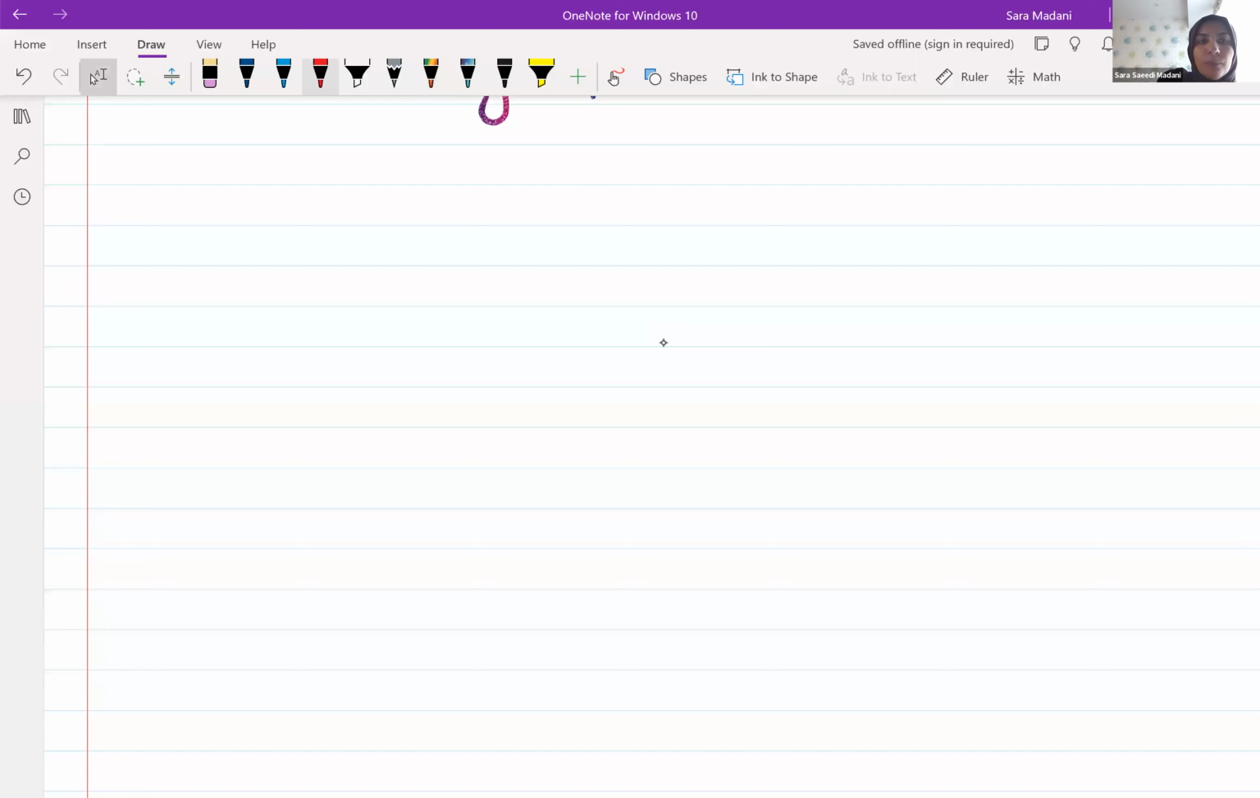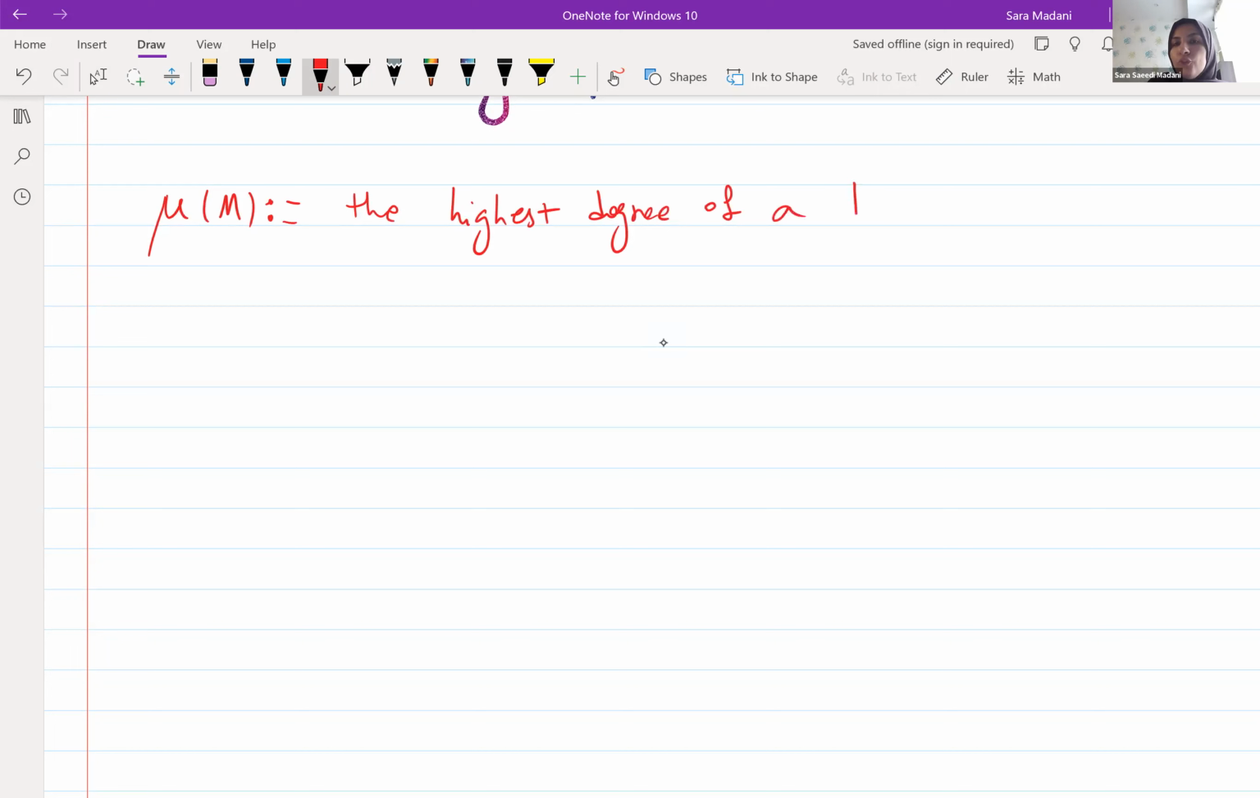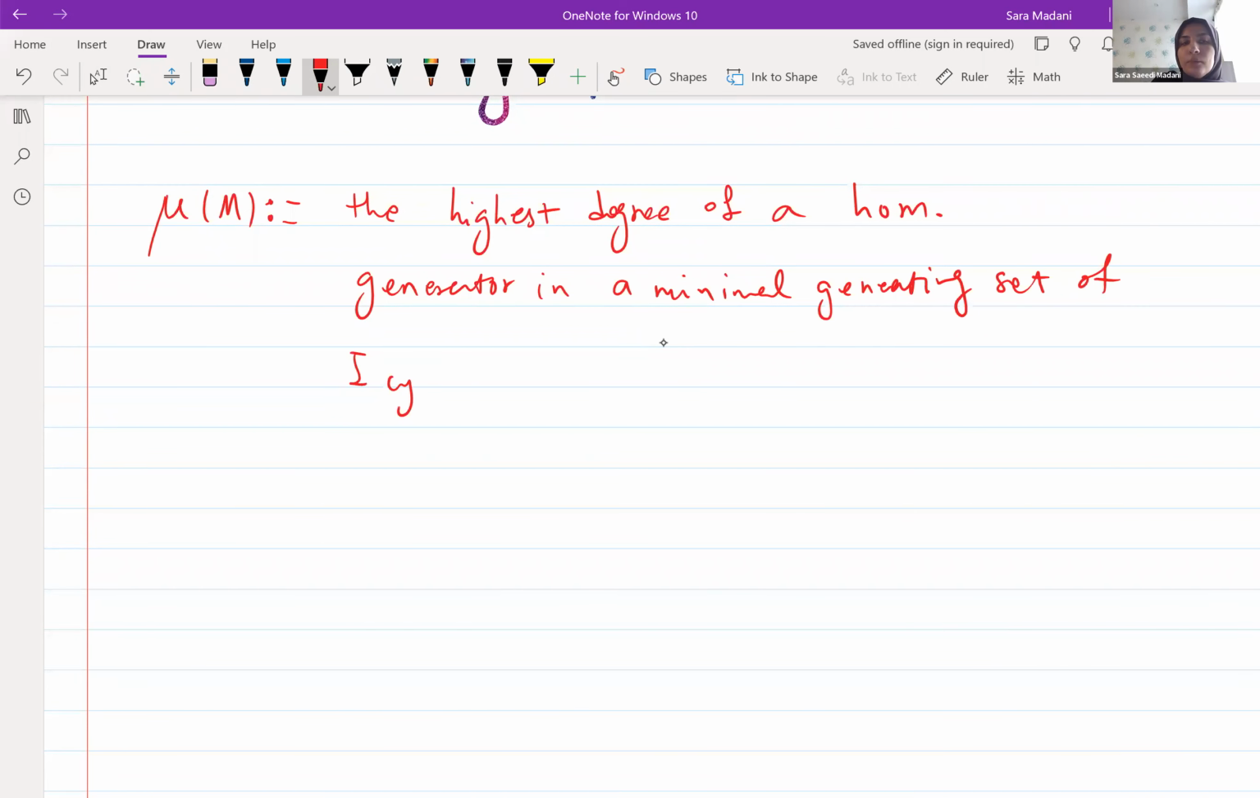And for this purpose, I would like to fix a notation first of all. We denote the highest degree of a homogeneous generator in a minimal generating set of I psi M. So I have a matroid, I provide the cycle ideal. If it is non-zero, it has some generators. Since it is graded, it has a minimal homogeneous generating set. They have probably different degrees. We denote the highest degree appearing among them by mu of M.